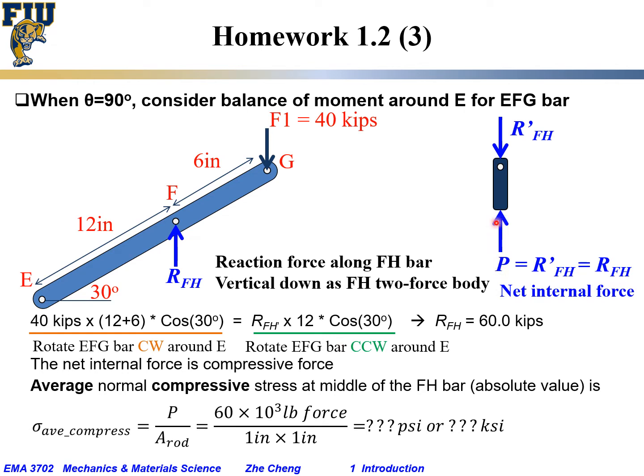force is pressing in. As a result, the average normal compressive stress at the middle of the FH bar, its absolute value, would be P over area. P is the internal force. Area would be the normal cross-section area. It is 1 inch by 1 inch, and P, as we said before, is 60,000 pound force. As a result, you can get the average compressive stress in the unit PSI or in KSI for 1000 PSI. Okay.